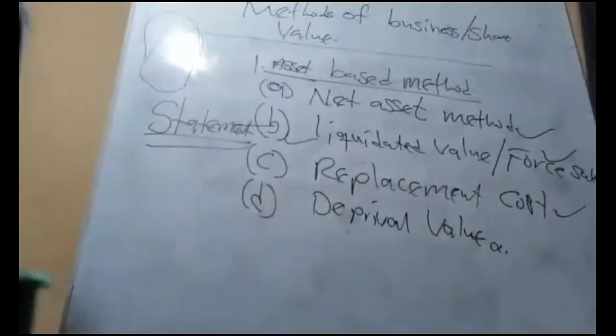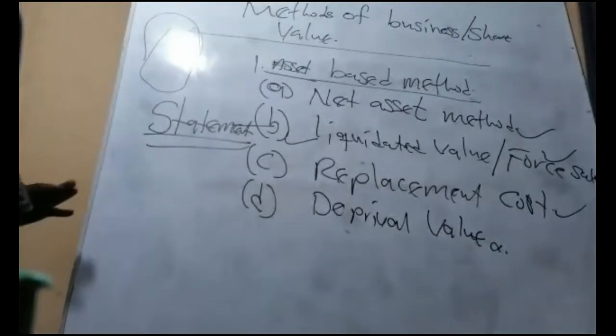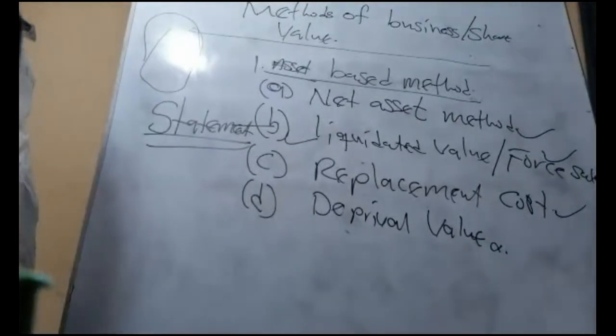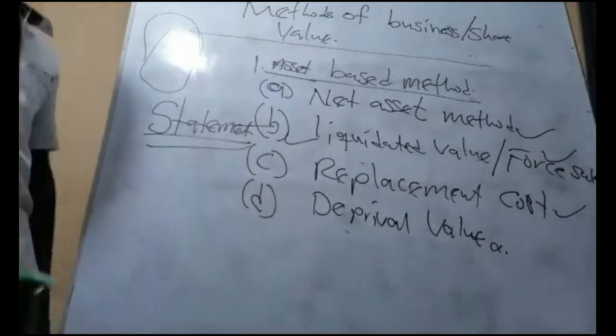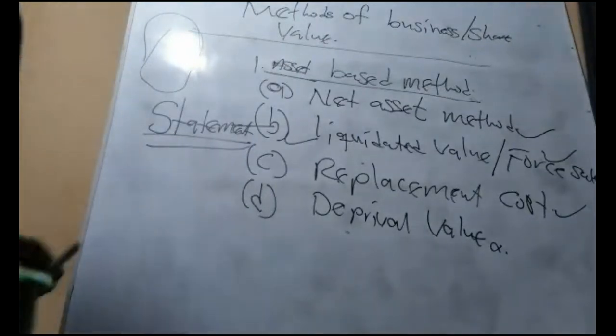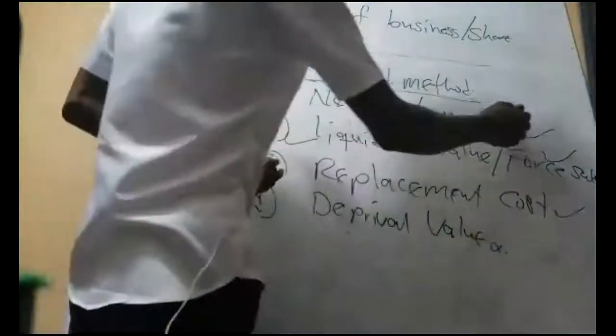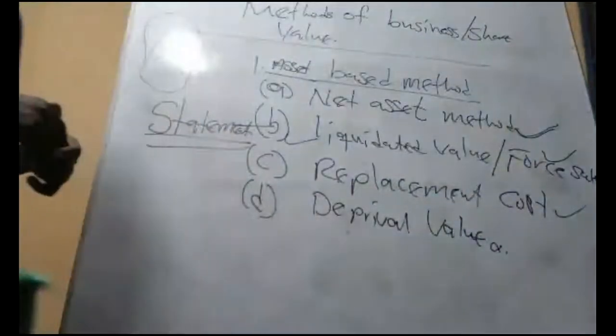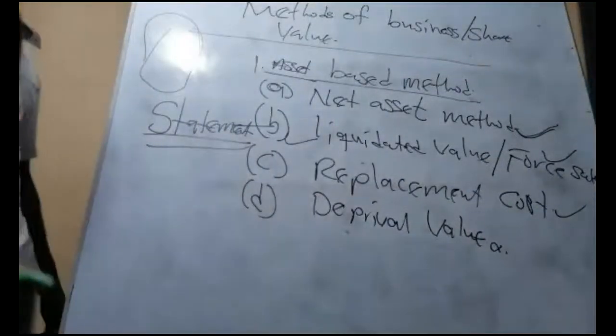Must come down. Okay, I think that is okay. Good. Statement of liquidation. So now we are done with the asset method. So now what we have to do is the net asset method. Now I know it already. Net asset method. That's all.